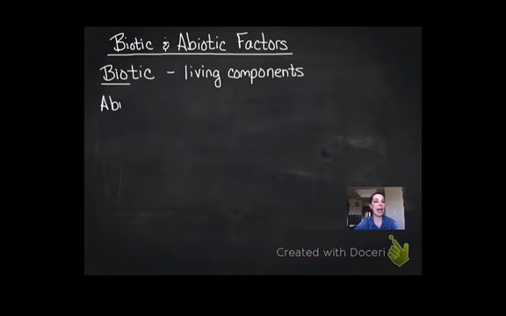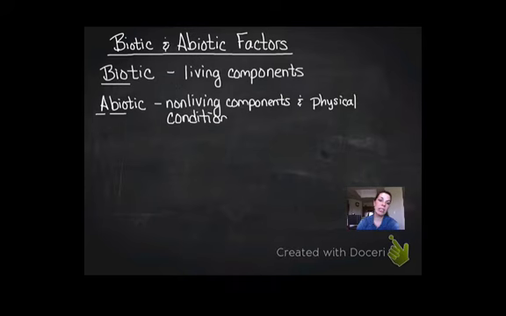And we said that abiotic has the A in front of it, so that's going to mean not biotic. So an abiotic factor is going to be a non-living component of an ecosystem, or a physical condition that you find in an ecosystem. So let's talk about some specific examples of biotic and abiotic. And by specific examples, I mean specific generalized categories of them.